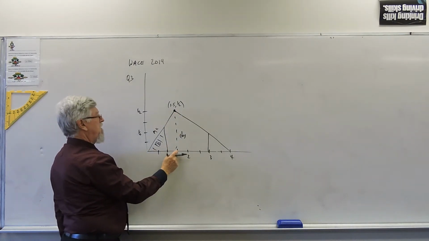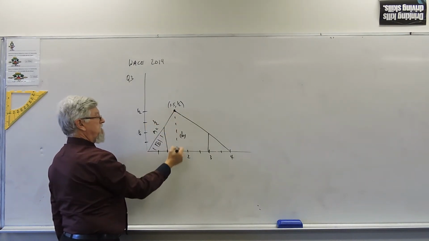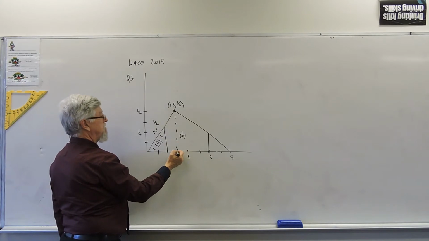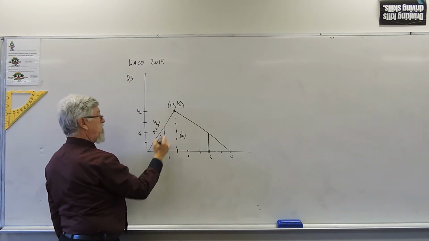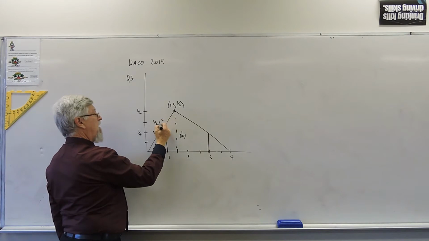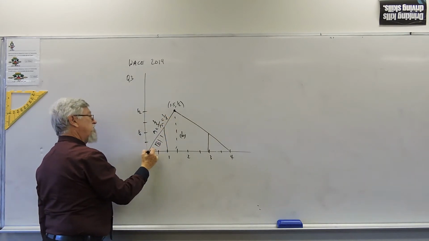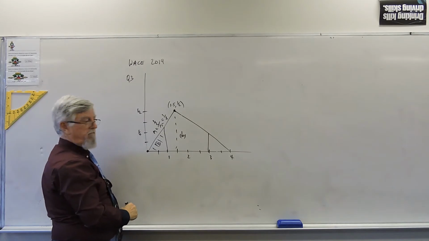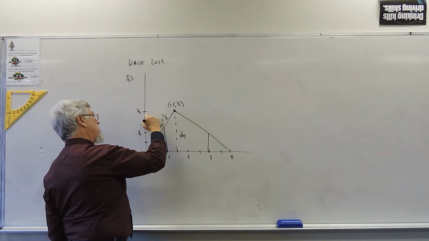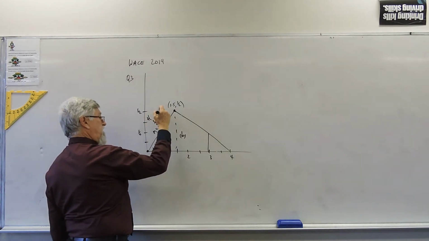Rise? 1.5 over 1.5. Okay. So a half over 3 halves is a third. Yeah. It goes through 0, 0. So this function here is, let's call it f, x on 3.